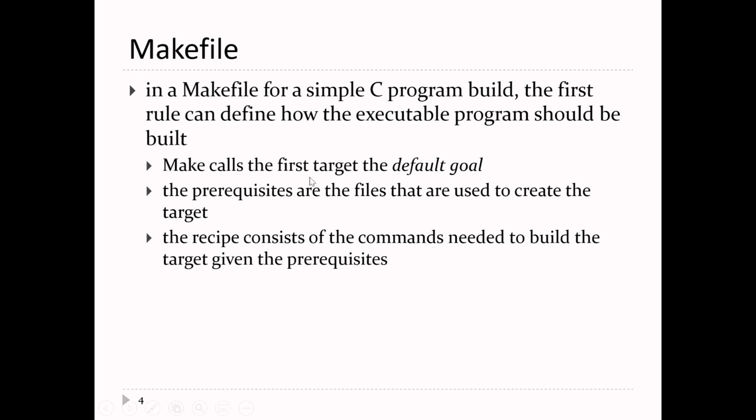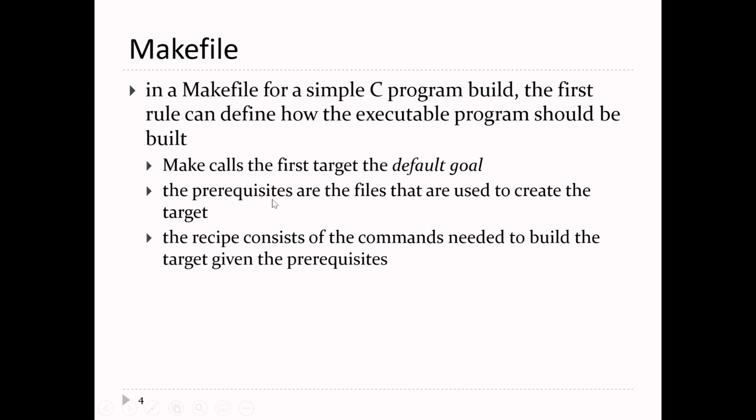So make calls the first target the default goal. The very first target in your Makefile, that's the thing that make will try to build by default, unless you tell it otherwise. So you can tell make to build something else, but if you don't tell make anything, it tries to build the default goal.